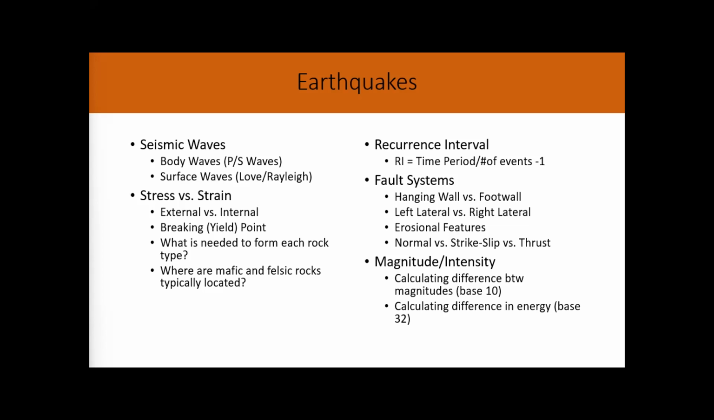If we have a fault system and then we get erosion, do we have older rocks on top? Do we have younger rocks on top? And how is that going to affect our perception of the age of the rocks and the difference in the age of the rocks? And then what's a normal fault? What's a strike slip fault? What's a thrust fault? Basically, that's your direction of motion.